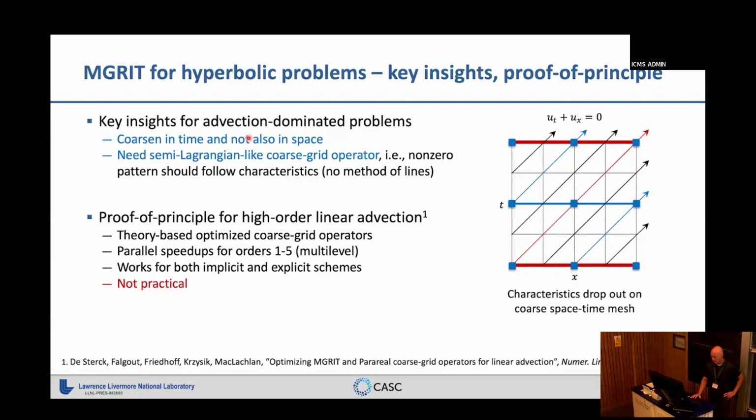And then the other thing we learned is that the coarse grid operator has to be a very specially constructed operator. It looks semi-Lagrangian-like. What I mean by that is the non-zero pattern is similar to what you get from a semi-Lagrangian discretization. So the first thing we did, just for proof of principle, was use an optimization technique to construct these semi-Lagrangian-like operators. We defined a non-zero pattern and solved this optimization problem. Then we showed that we could do high order, implicit and explicit, multi-level, and get speed up. But this was not a practical approach.